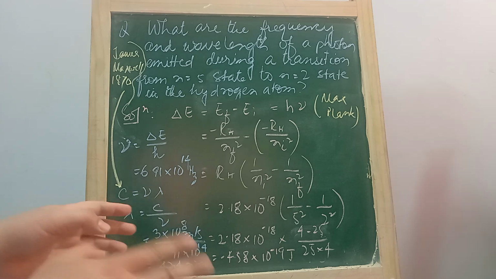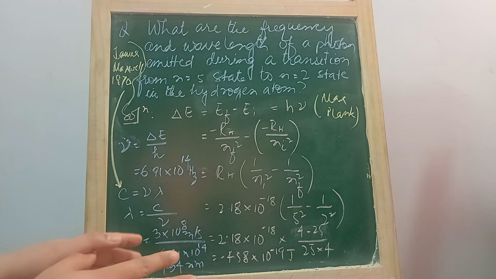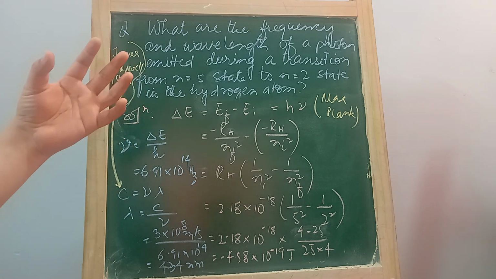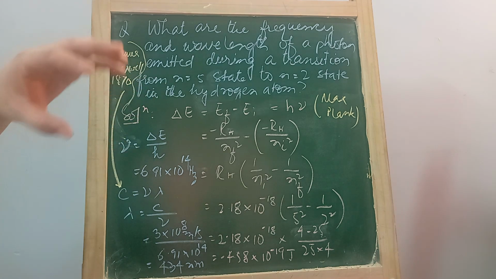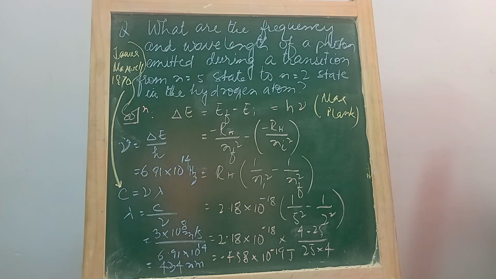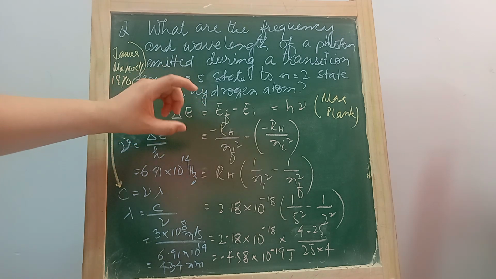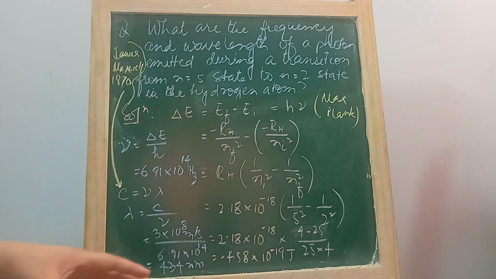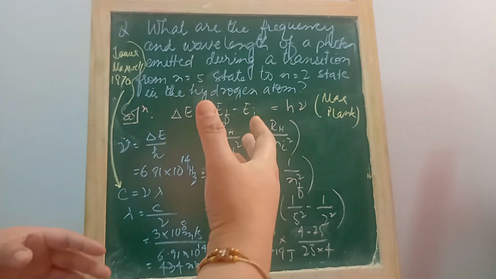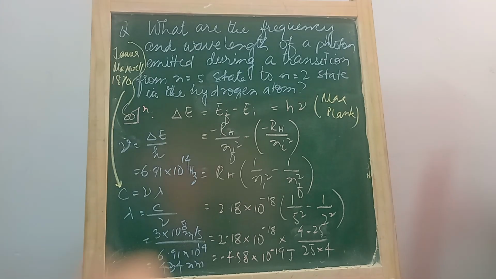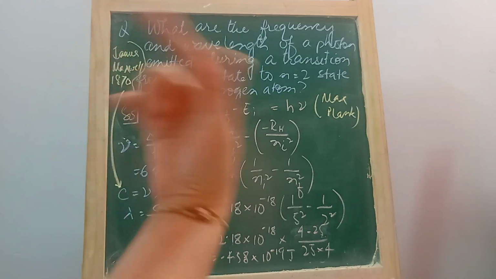It's all related to Bohr's model of the hydrogen atom, Bohr's theory, and whatever Bohr has found out. According to the theory put forward by him, we're going to solve this problem. They've given that there's a transition of an electron from n equal to 5. So n is the principal quantum number, and it denotes the stationary states, the permitted stationary states that an electron can have while revolving around the nucleus.